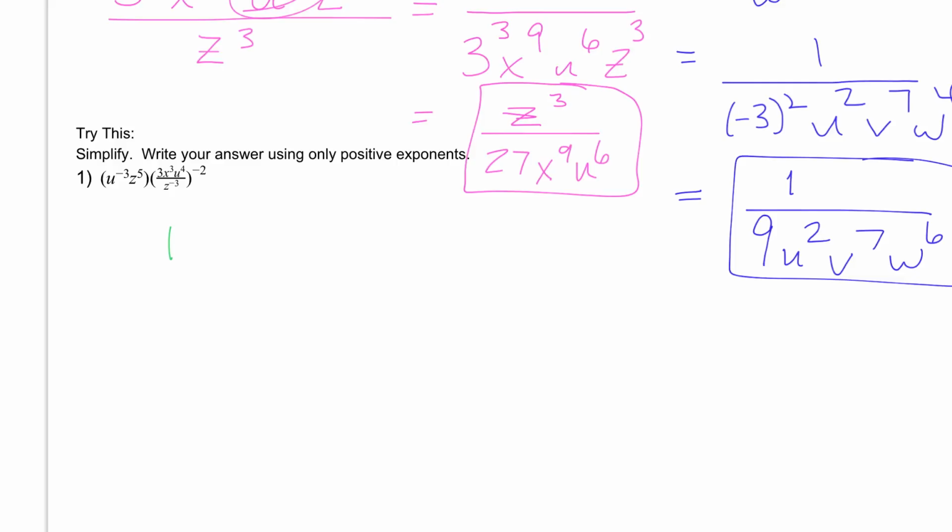If you did number 1 correctly, you should get 1 over 9 u to the 11th, x to the 6th times z.